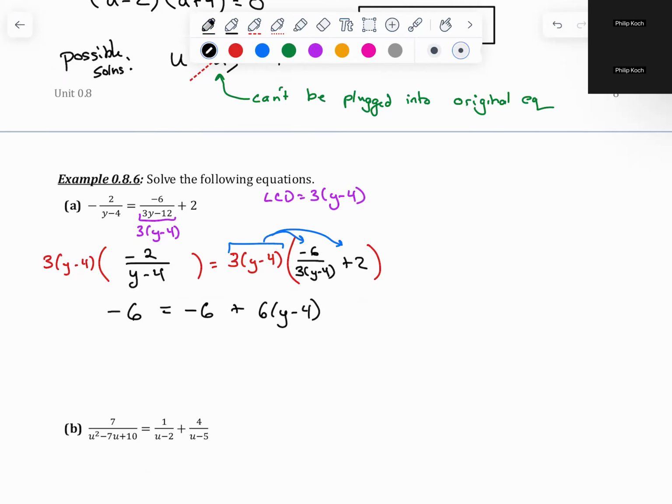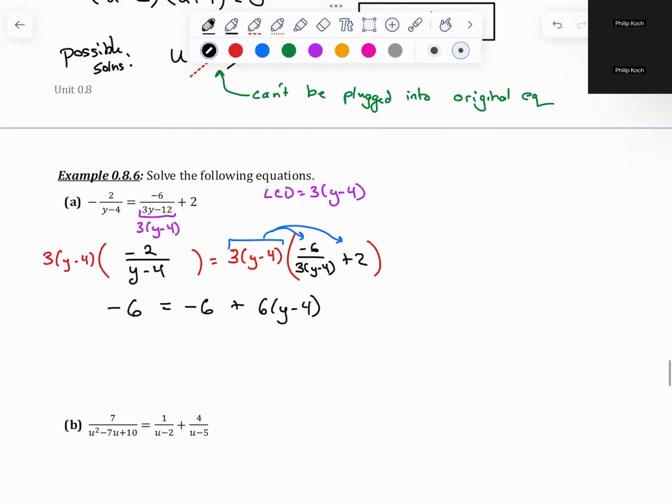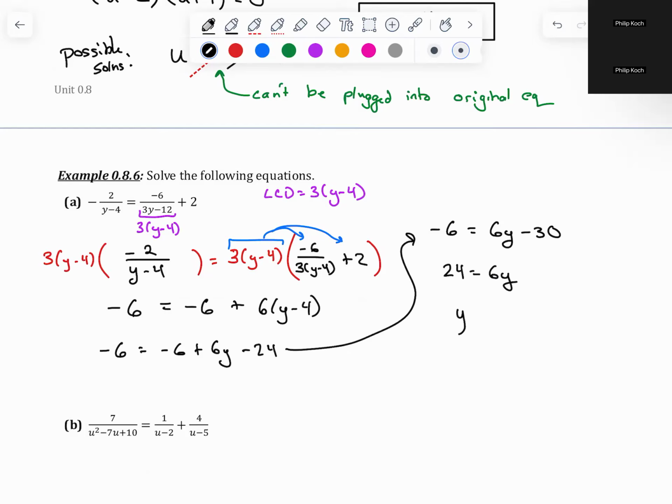So let's go, and that's a polynomial equation. In particular, it's a linear equation because the power of y is only the first power. So this is going to be solved like a linear equation, but let's go ahead and do that. We get -6 equals -6 plus 6y minus 24. I will get -6 equals 6y minus 30, at which point I'll add 30 to both sides and get 24 equals 6y, which gives me y equals 4.